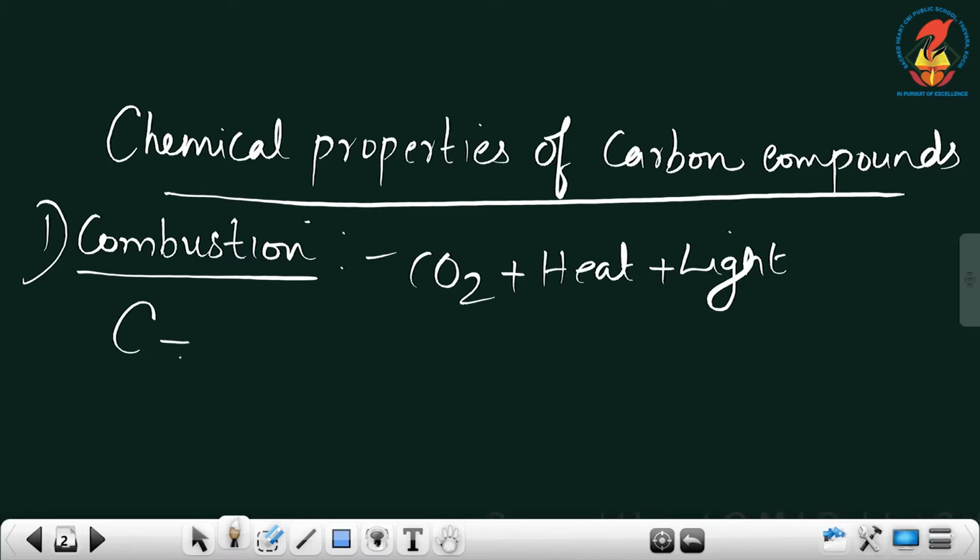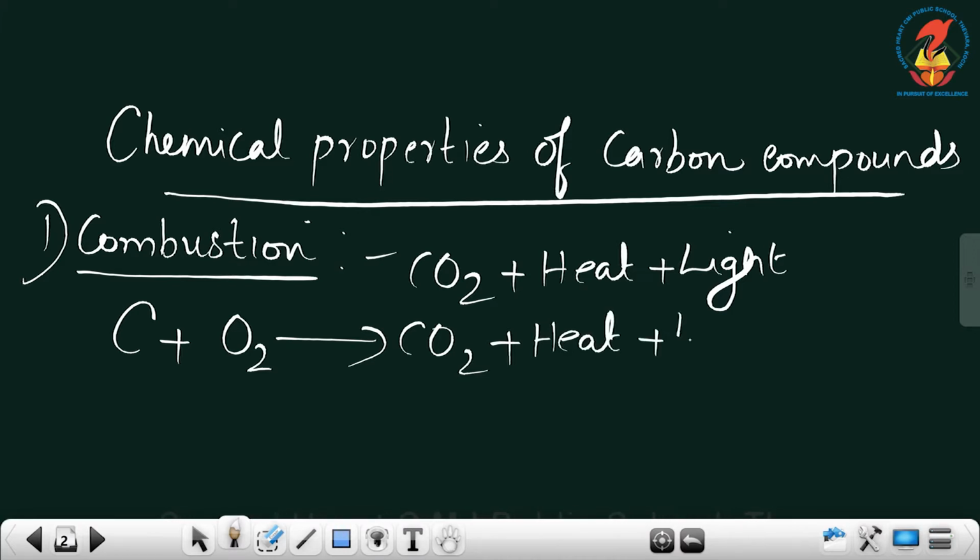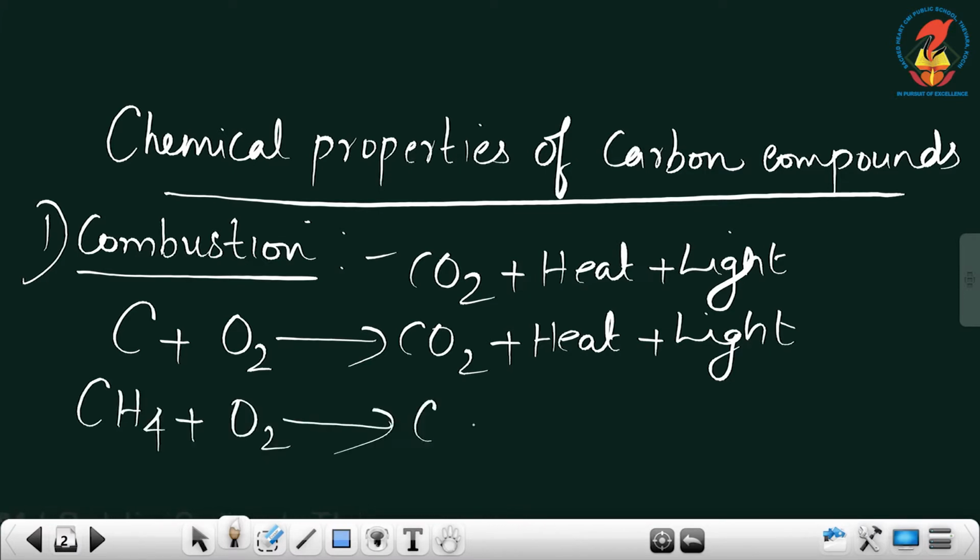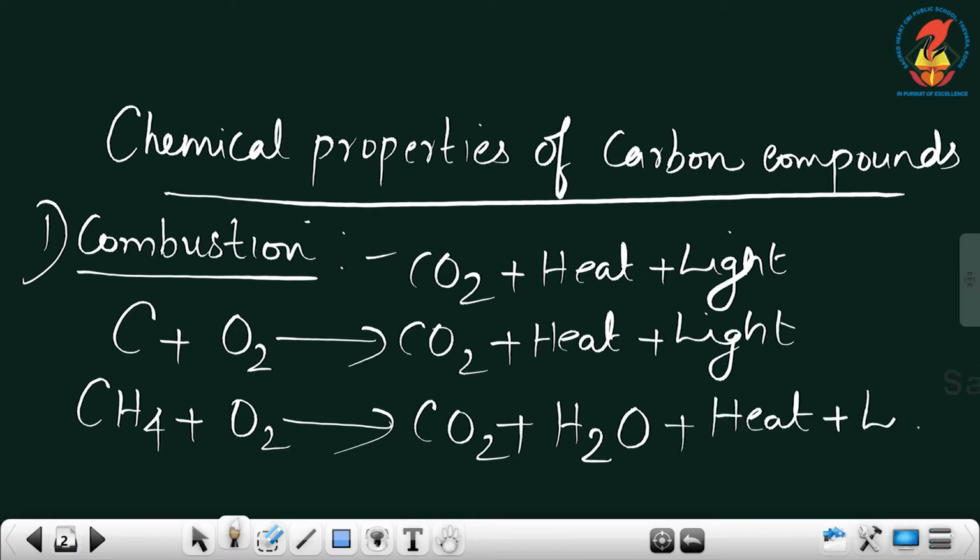So elemental carbon combines with oxygen, you get CO2 plus heat plus light. Then a carbon compound, methane, the simplest hydrocarbon. When it burns in oxygen, again it produces heat and carbon dioxide. Carbon will be oxidized to carbon dioxide, hydrogen will be oxidized to water vapor, then heat, light.